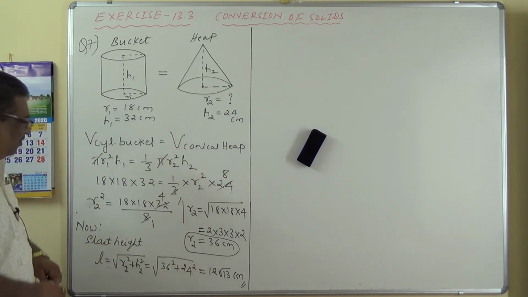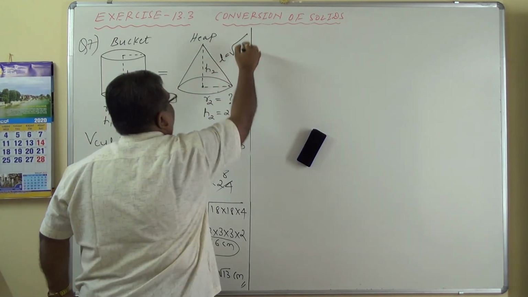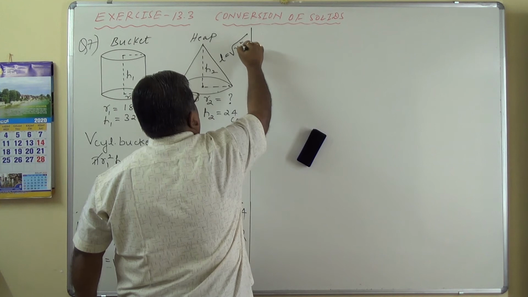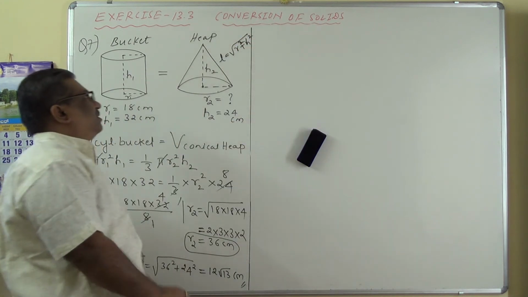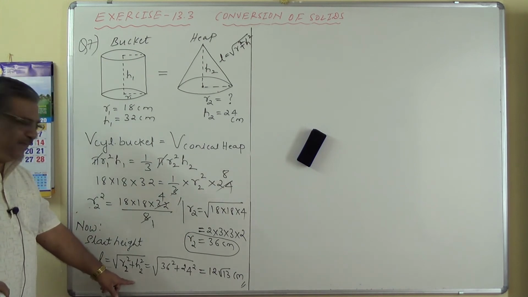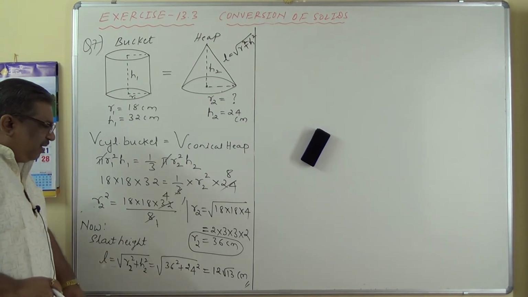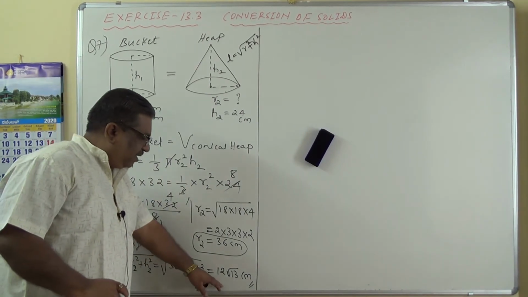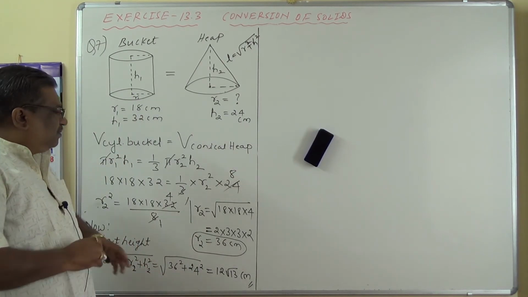Now slant height, how do you find out? The slant height for this is L, which is equal to under root of R square plus H square. That is the formula. So slant height is equal to under root of R2 square plus H2 square. Got it? So which is under root of 36 square plus 24 square, and if you work out, it is giving us 12 root 13 centimeter. Okay, so make a note of this.